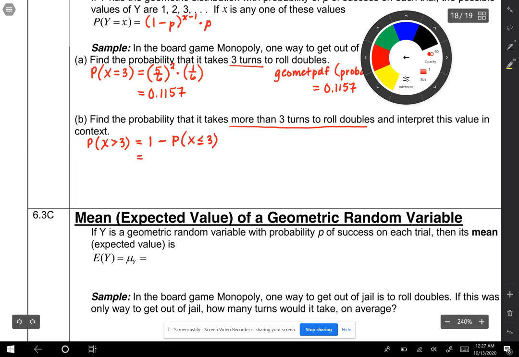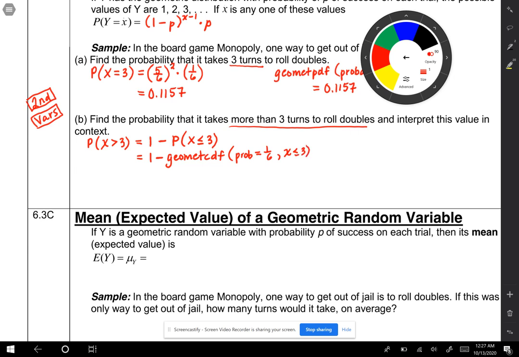So that would be 1 minus your geometric CDF. And remember, to get to that particular menu, you're going to go to second, and then vars, and then all the way down until you see geometric CDF. And so your probability is 1/6 probability of success, and your value is going to be x is less than or equal to 3. So you're just going to put x equals 3 there. And that'll give you an answer of 0.5787.